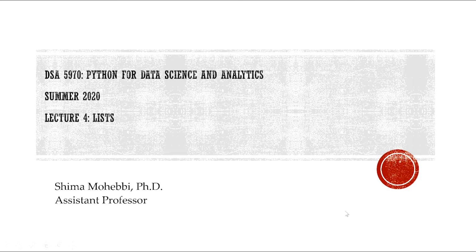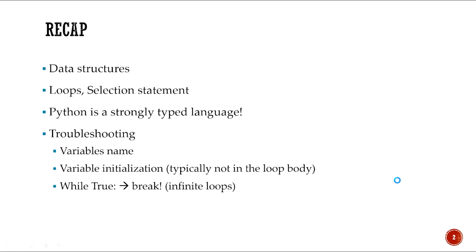In the last lecture, we discussed list, a data structure in Python. A quick recap. So far, we discussed 3 data structures, including integer, float, and strings, a sequence of characters. We also discussed loops and selection statements.